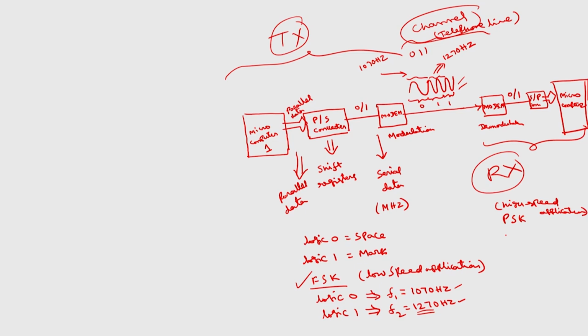In PSK the phase of the signal will be changed. For logic 0, we transmit the signal as it is. For logic 1, we make a 180 degree phase shift. This is logic 0, the actual signal, and from here to here there is a 180 degree phase shift. This is logic 1. This is phase shift keying. Next we have QPSK. That depends upon the system. We have different types of modulation schemes. So this is about the next topic, which is data transmission over the telephone lines.